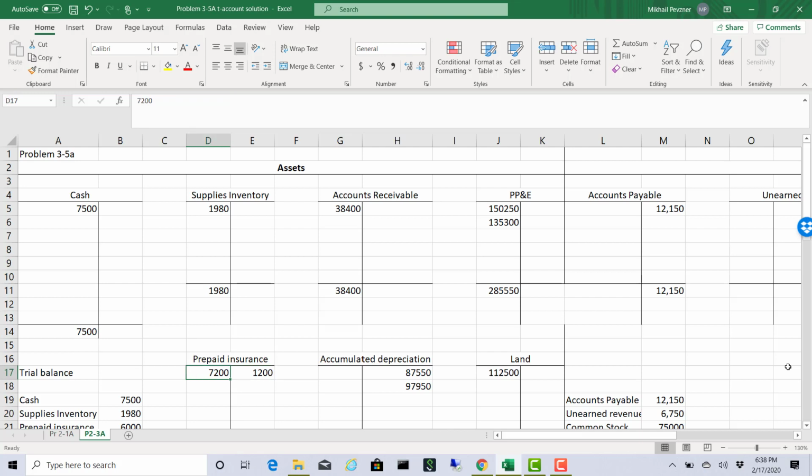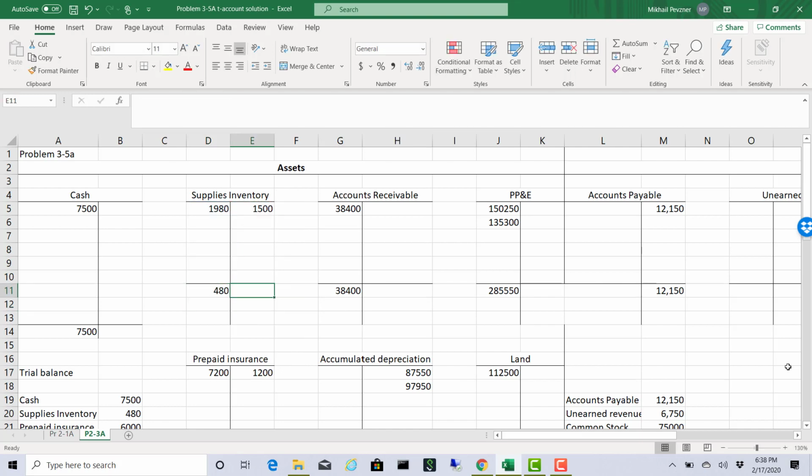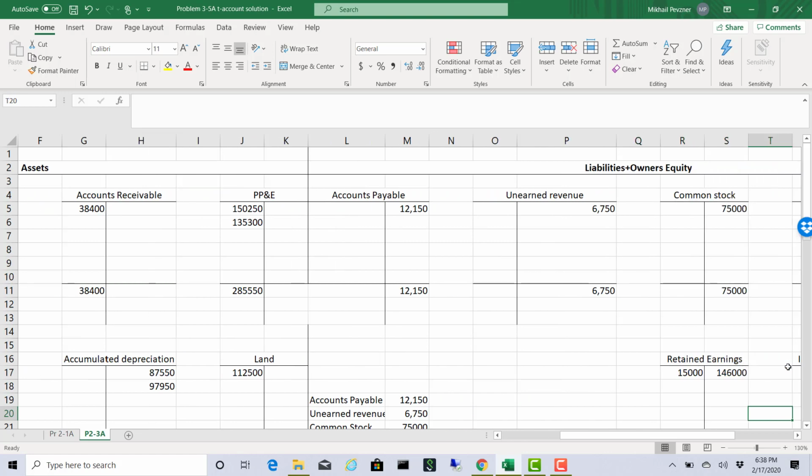All right, the next one says supplies on hand as of August 31st was 480. Well, how much supplies on hand do I have? 1,980. So I need to make it 480. So what do I need? A credit of how much? 1,980 minus 480 is 1,500. Again, I'm going to adjust this here, the sum of this minus the sum of this. 480, right? And so I have a credit to supplies inventory. I need to debit supplies expense.